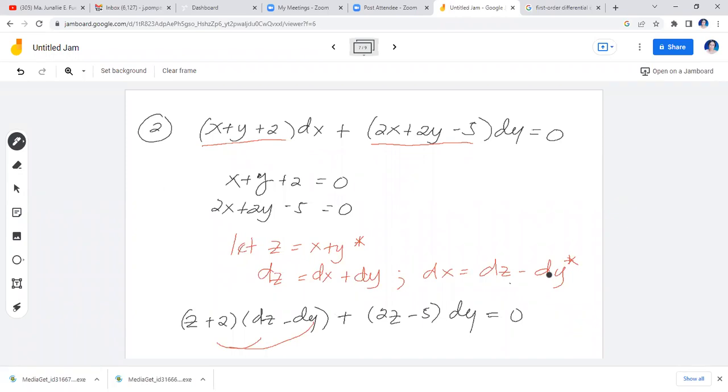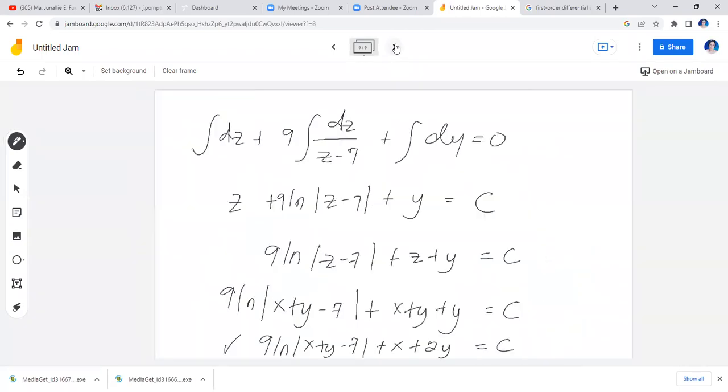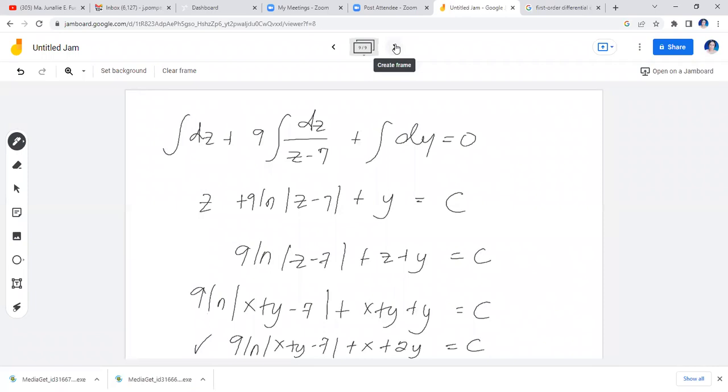Okay, now any question? So this is your first page for example 2. This is your second page. And this is the last page.